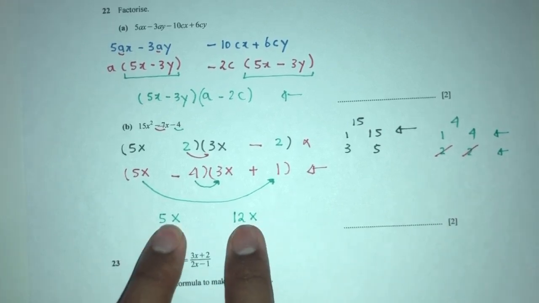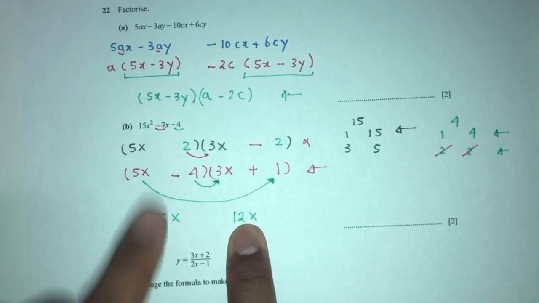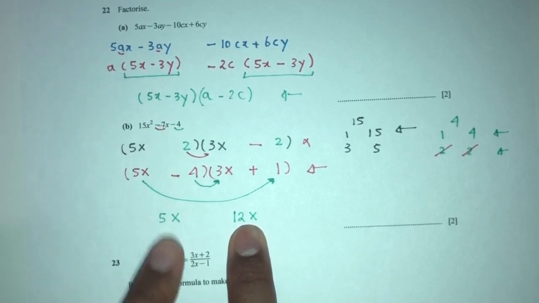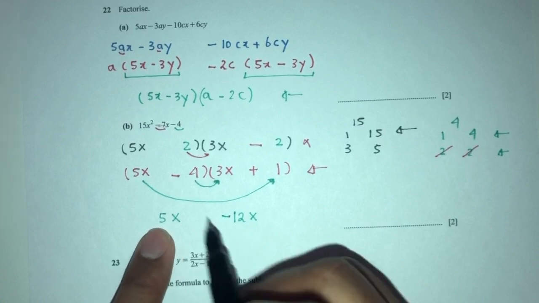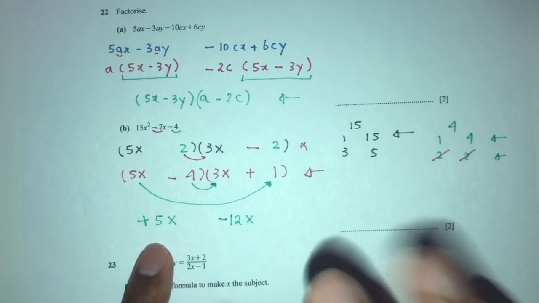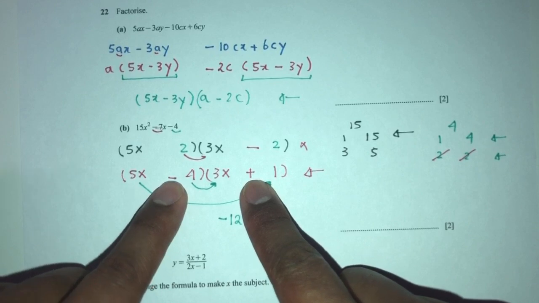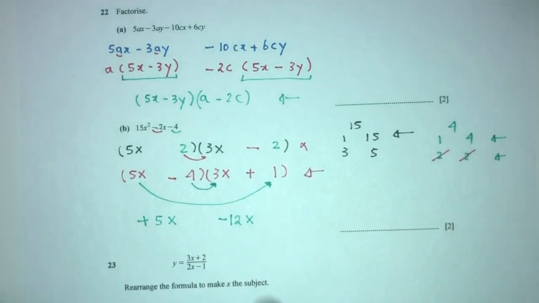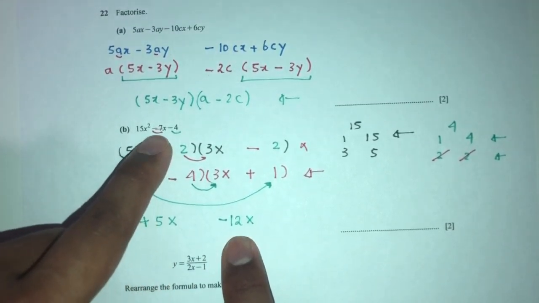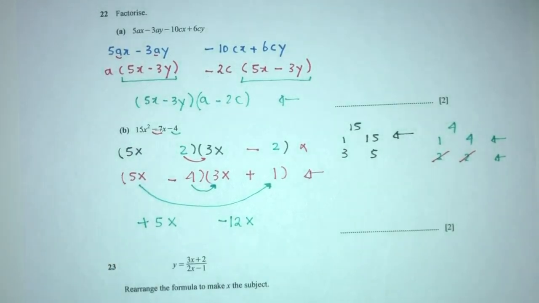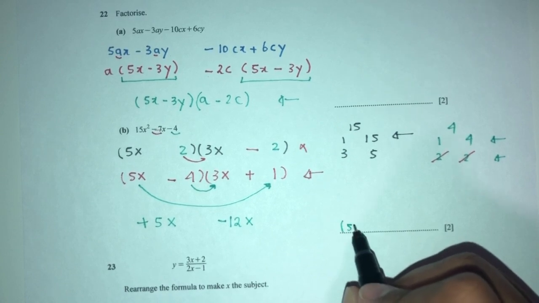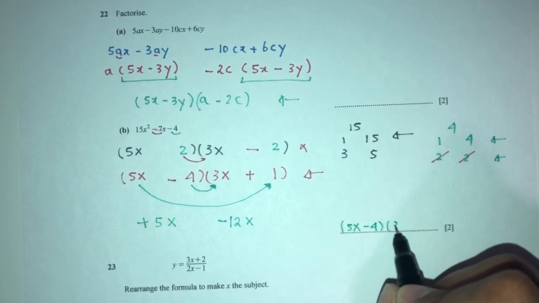How can I use these two to get minus 7? You would say, to get minus 7, I have to take minus 12 and then plus 5. So I have to make this become plus and try to make this become minus. So I can have those two required numbers to get this one right here. So this is done by trial. Again, nothing natural, but trial and error. This is your answer here, (5x minus 4)(3x plus 1).